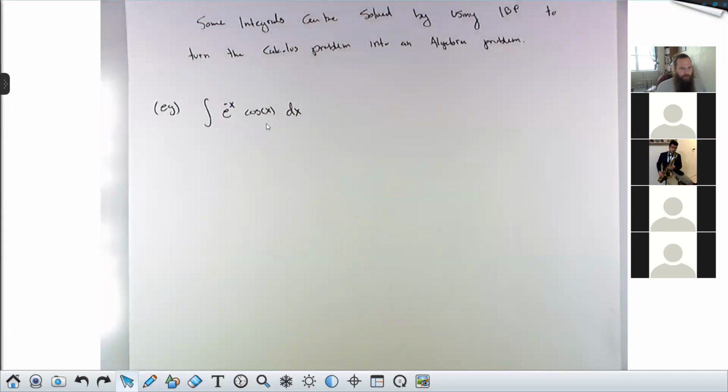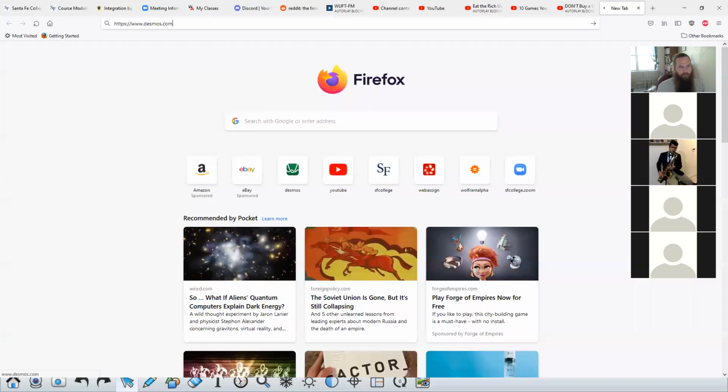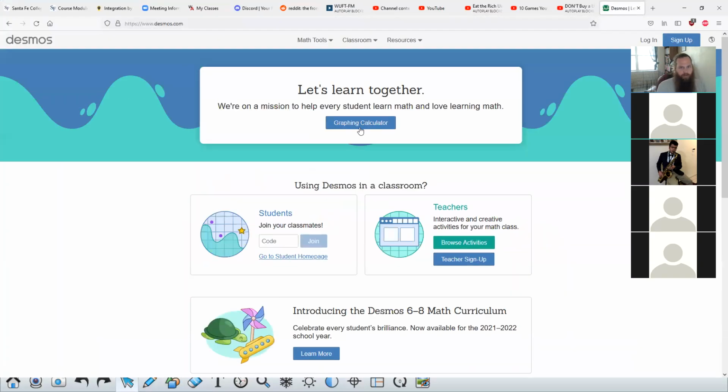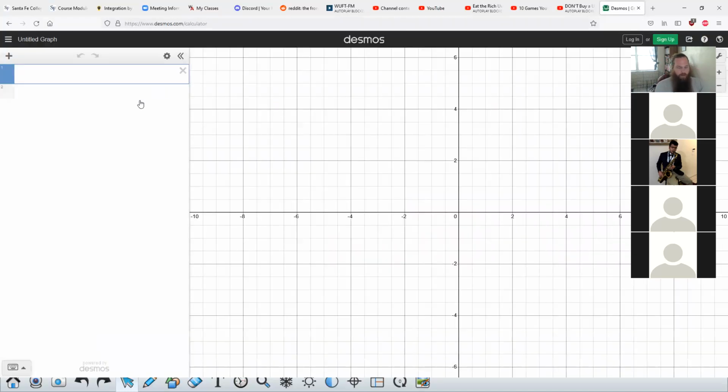The graph of this function is interesting. So cos x, you know, it's a wave. E to the negative x is a rapidly decaying exponential. And when you multiply the two of them, you get the wave from the cosine, but it is shrunk down by the rapidly decaying exponential.